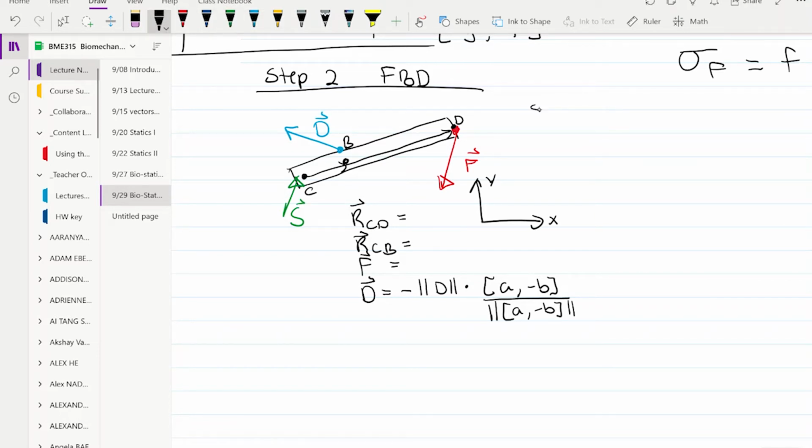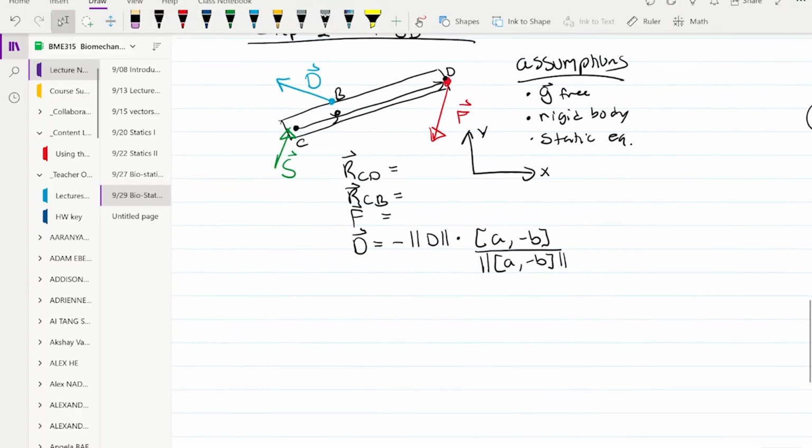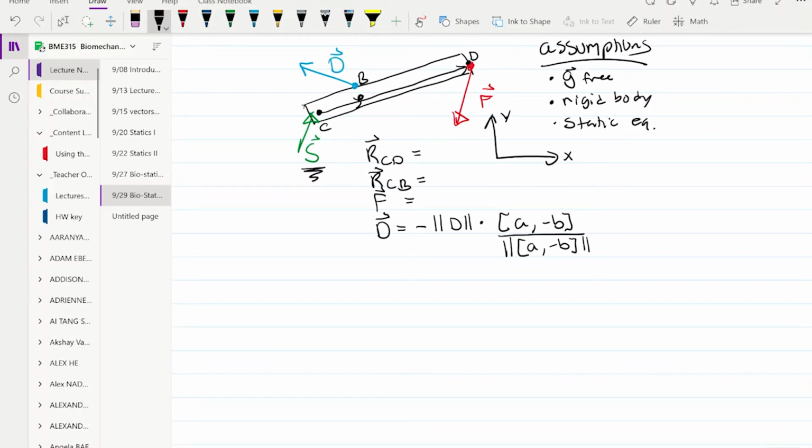And let's list our assumptions. We got gravity free. We got rigid body and static equilibrium. Okay. So now S, we don't know the direction it acts, right? We have no idea what the reaction directions are.